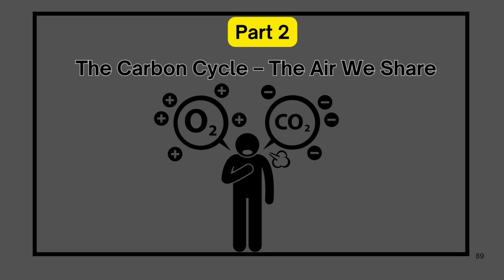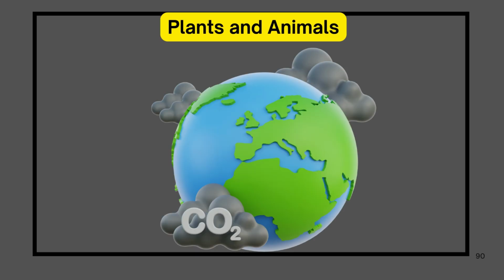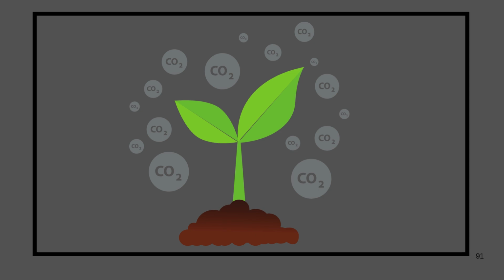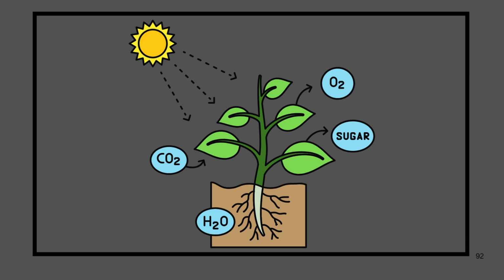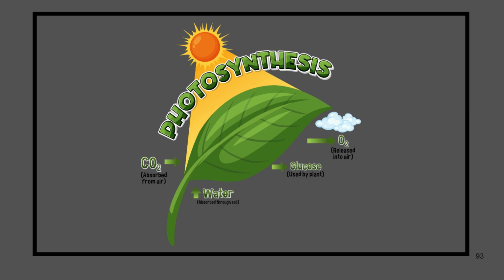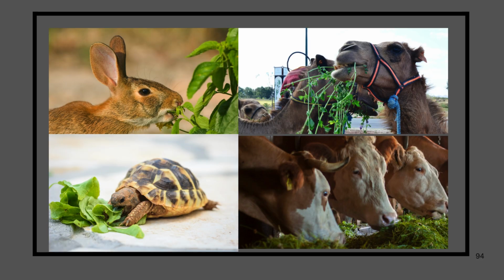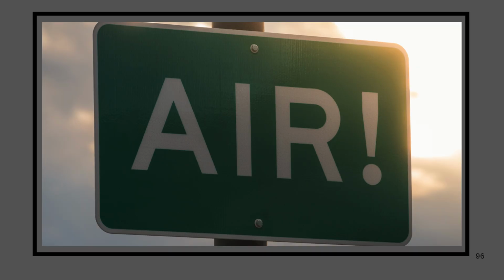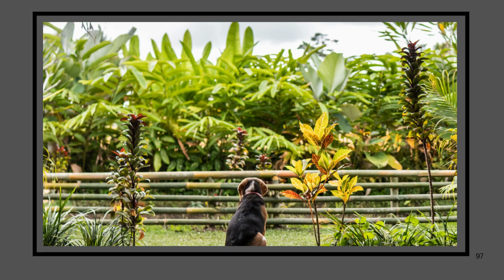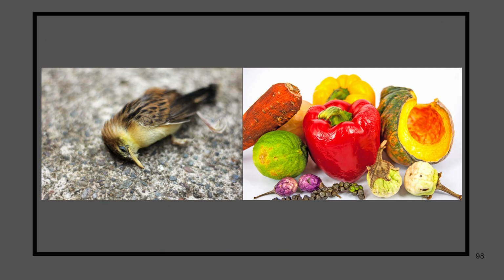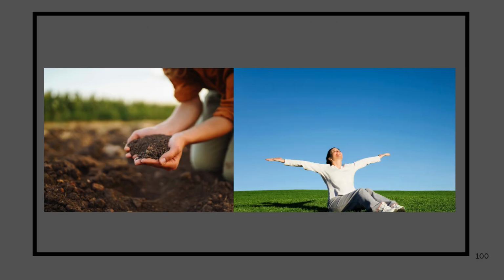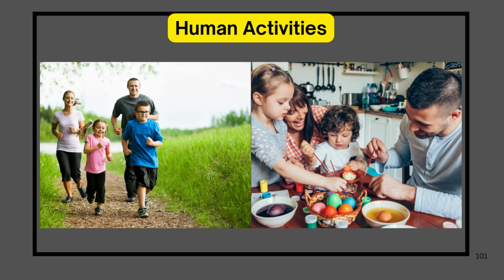The air we share. Plants and animals. The carbon cycle is how carbon moves in nature. Plants take in carbon dioxide (CO2) from the air and make food using sunlight. This is called photosynthesis. When animals eat plants and breathe out, they return CO2 to the air. Even when plants or animals die and rot, carbon goes back into the soil and air.